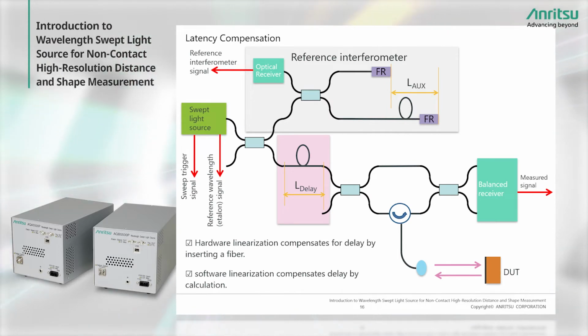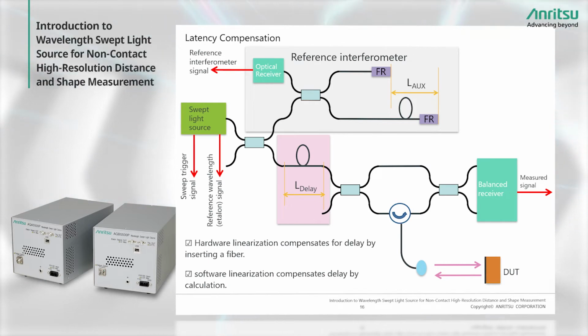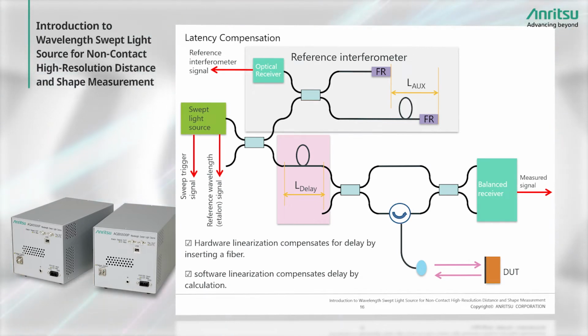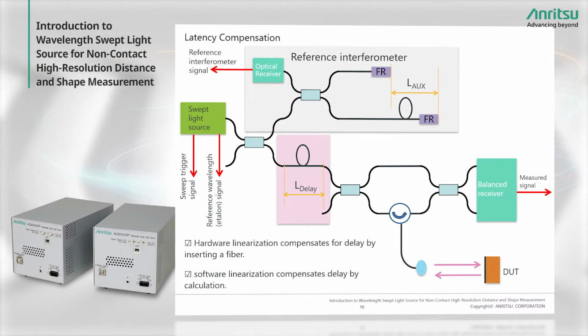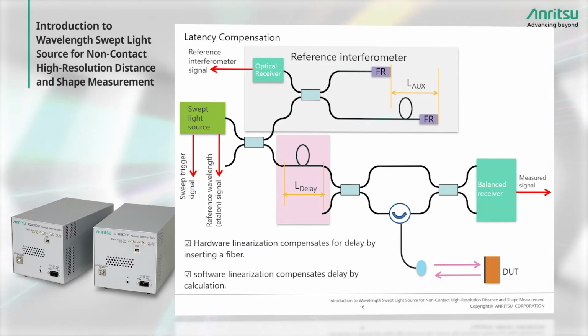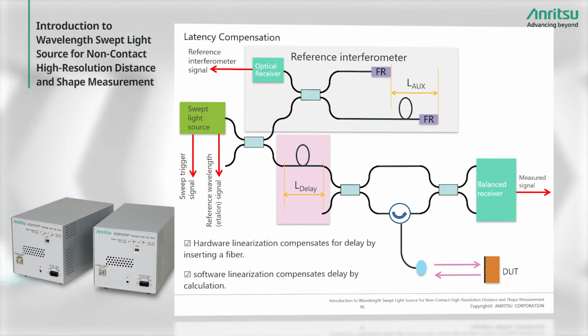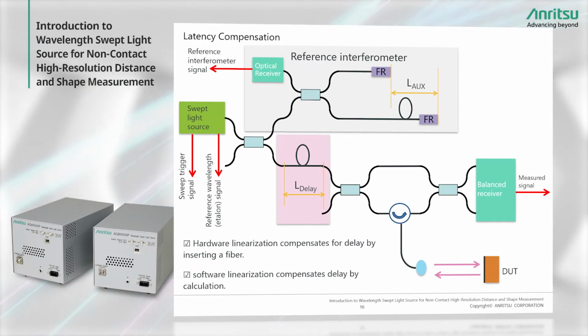Consequently, this 8-meter fiber with the same delay is inserted just before the measurement interferometer to compensate for the drift by ensuring that the frequencies of the light received at the two detectors are matched, and supports high-accuracy linearization. Incidentally, only hardware linearization requires insertion of this fiber. Software linearization can compensate for the delay by calculation.